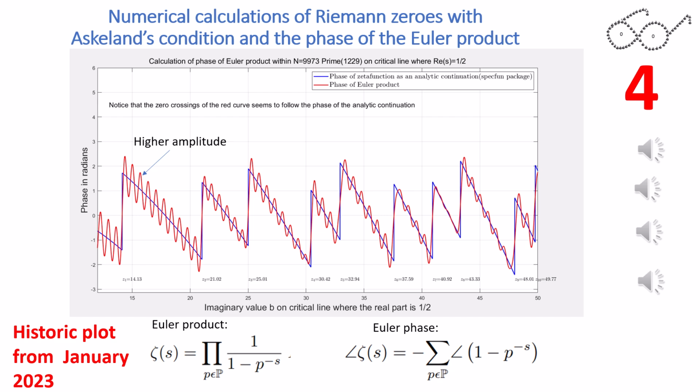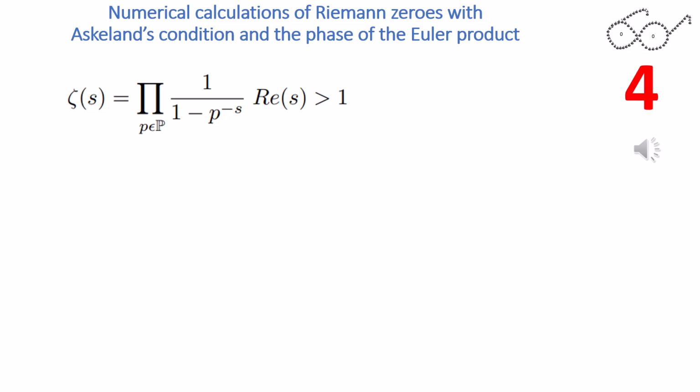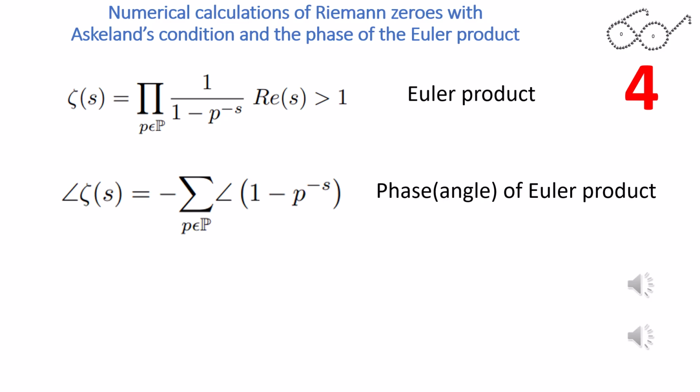Observe that the wavy curve of the phase of the Euler product has higher amplitude for lower values of the imaginary number on the horizontal axis. The Euler phase seems to swing with a certain period. This is the formula for the Euler product. You get the phase of the Euler product by adding the phases of each factor of the Euler product. You just saw the phase of the Euler product being used outside its domain, which is inside Riemann's critical strip.